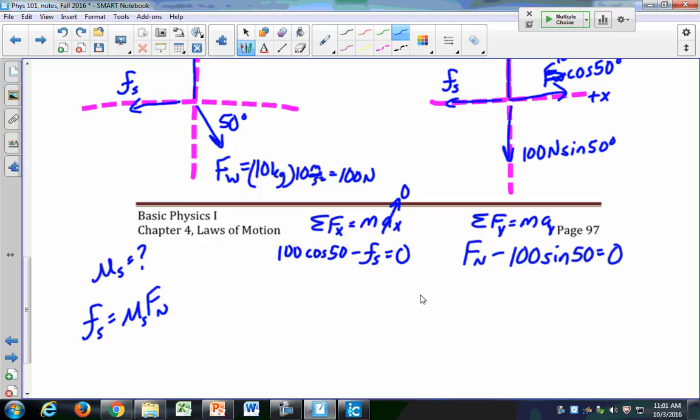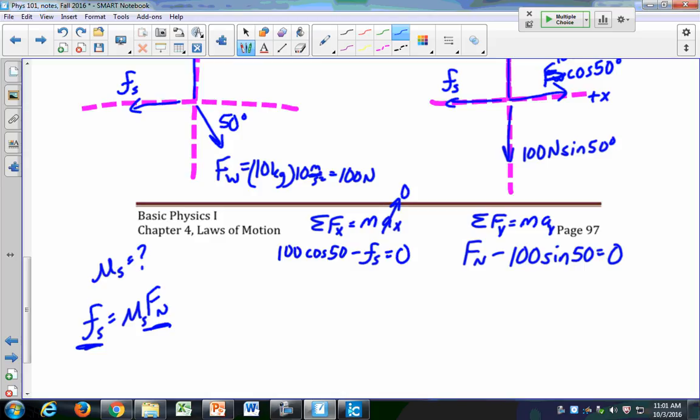And so if I can find Fs and if I can find Fn, then I can find the coefficient. Do you see that you can find both Fs and Fn? Yeah, Maggie? When would x not be 0? When it's accelerating. That's right. When would the acceleration ax not be 0?